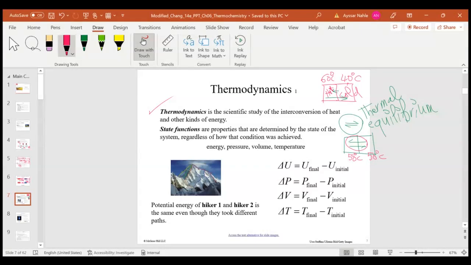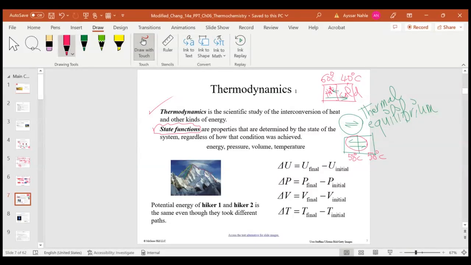Now let's talk about thermodynamics so you know a little bit about it here. Thermodynamics is the scientific study of the interconversion of heat and other kinds of energy. But there is one important thing that you have to memorize and understand perfectly well, which is called the state functions. Very important thing in here. State functions are the properties. I will read it, but I will explain it in a better way.